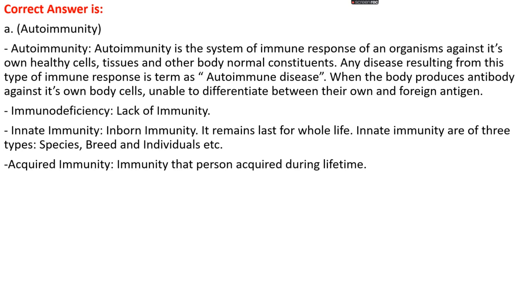These innate immunities last for a whole life, and they are of three types: species, where a certain species is immune against certain diseases; breed, where a certain breed is immune against certain diseases; or individual, where a certain individual is immune against certain diseases. Such immunity is known as innate immunity. While acquired immunity is the immunity that persons acquire during their lifetime, either by passive immunity, which they get by means of the colostrum of mothers, or active immunity, which they gain by means of vaccinations, etc.